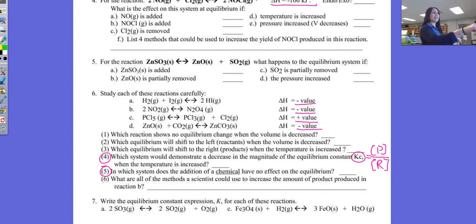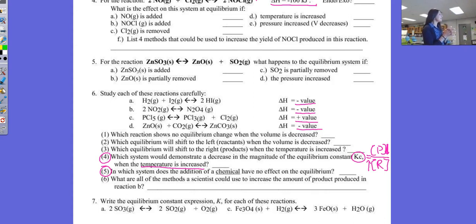So in order for K to go down, that means that our products should be decreasing and our reactants should be increasing, okay? And in order for our products to be decreasing, that means that we're going to be shifting to the left. So that's essentially what you're looking for, is you're checking to see where I would change my temperature. And I'll give you a hint, by the way, that there's more than one answer to this one, okay?